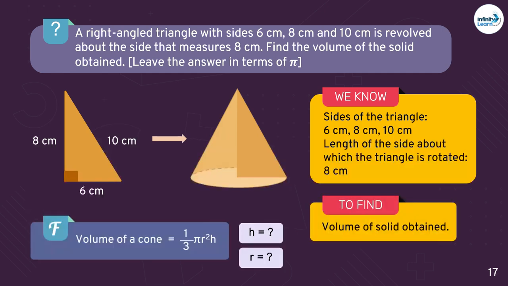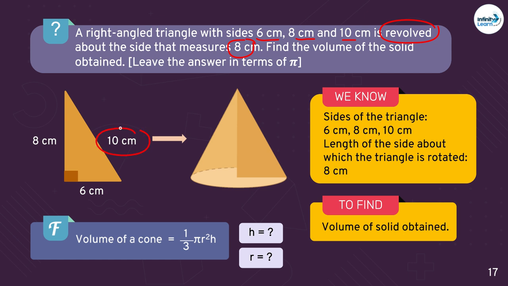Second question. This is one of the most important questions. A right angle triangle with sides 6, 8 and 10 is revolved. Revolved around what? 8 centimeter. The side along which the triangle is revolved will become the height. Again I am telling, the side along which the triangle is going to be revolved will become the height. Along which side is it revolved? Along 8, so 8 will become the height.